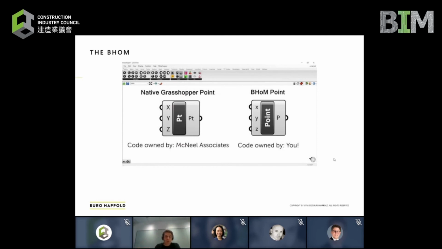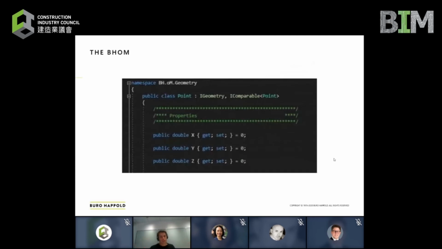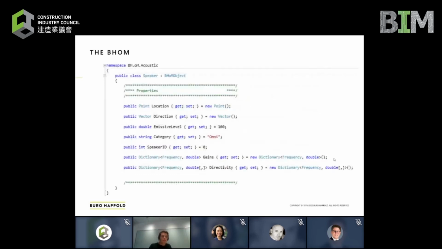But the key thing there is it's not just a tool. If you don't like the definition of that point, if you don't think something is right, if that doesn't fit your workflow, then you can go ahead and just open the code and change it yourself. And you say to me, Emidio, that doesn't make a whole lot of sense. That's a pretty good definition of a point, XYZ. But what about when we start talking about different types of objects, such as a speaker or a crane or a table or a door?